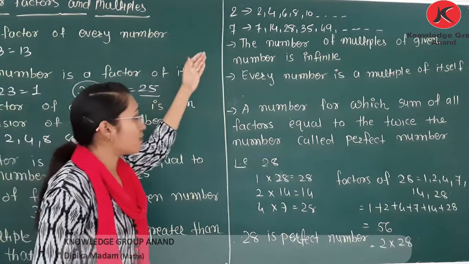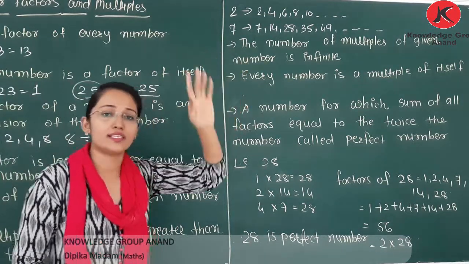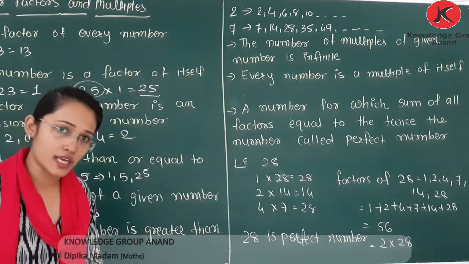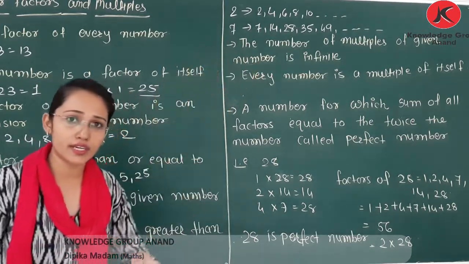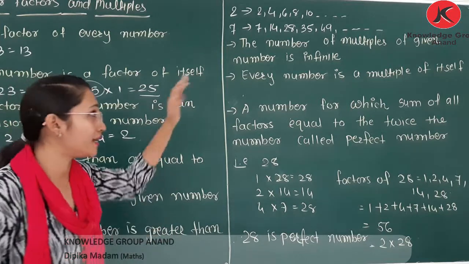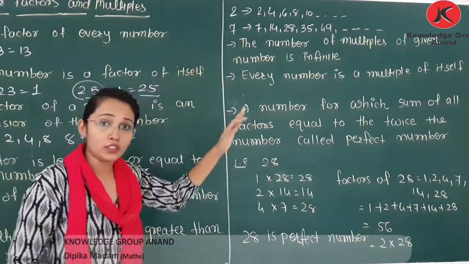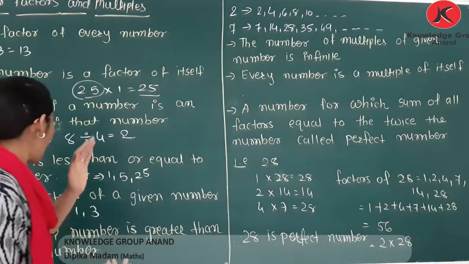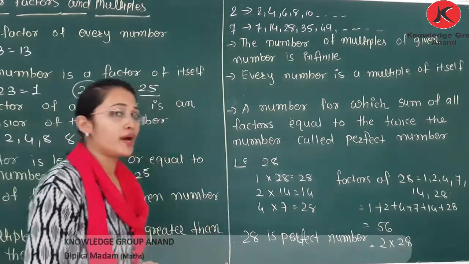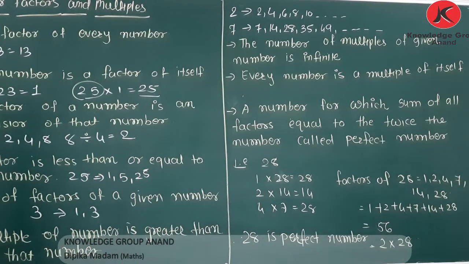If you multiply 7 with 10, you get 70, and 70 will be a multiple of 7. If you multiply 7 with 11, 11 sevens are 77, so 77 is also a multiple of 7. It means multiples are infinite. So what is the statement? Every multiple of a number is greater than or equal to that number.